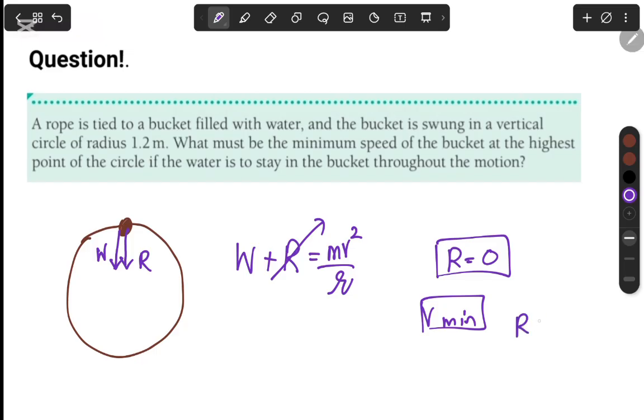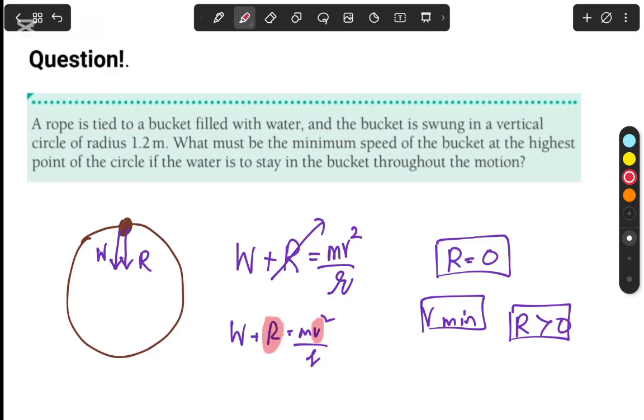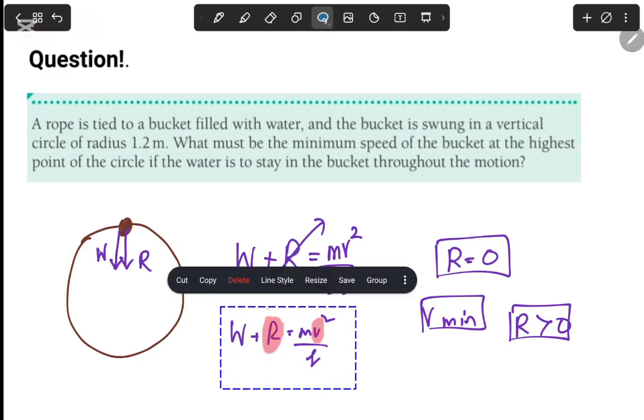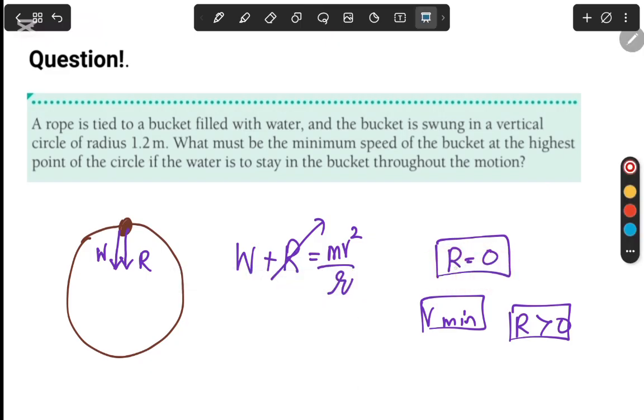Now, if R is greater than 0, then W plus R is equal to mv squared over R, and when you have the reaction force there, the velocity is going to increase. So V minimum is when the reaction force is equal to 0. That's the minimum velocity, just so that we can complete the circular motion. Beyond that, if we increase the velocity, there is going to be a reaction force. So it kind of helps us out, and then we can comfortably move in the circular path. But for the minimum, when you're calculating, R is going to be equal to 0.